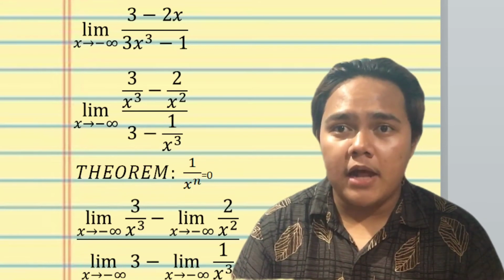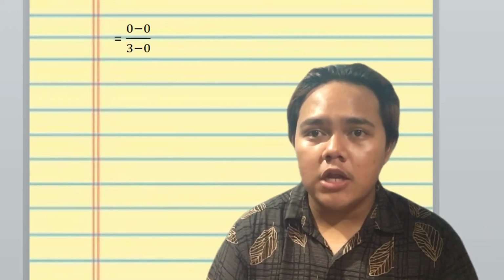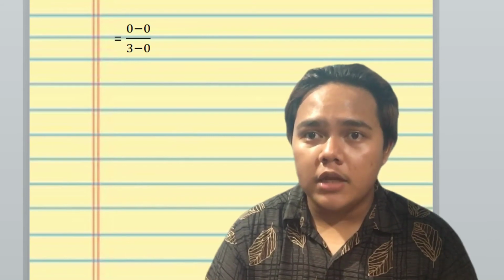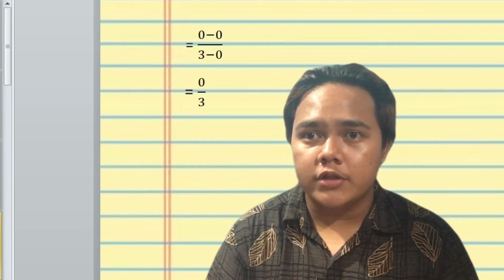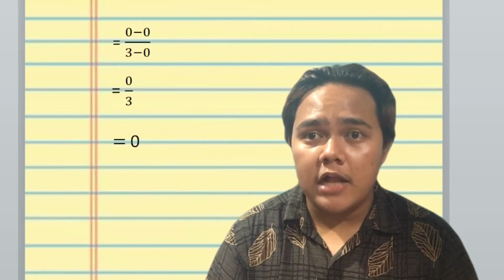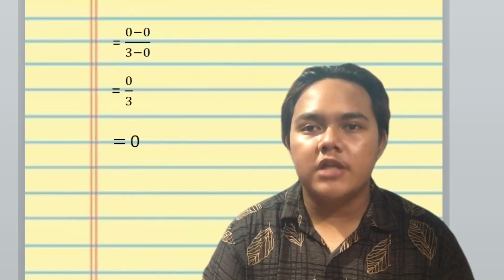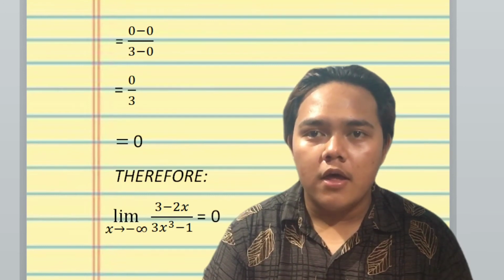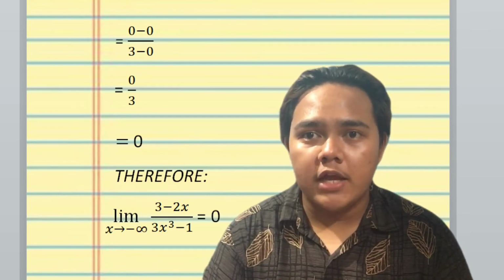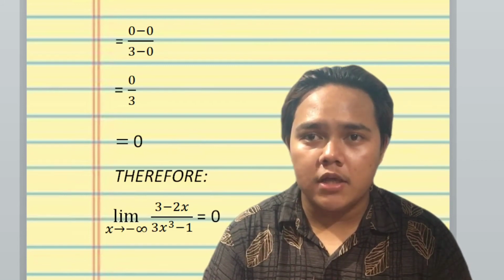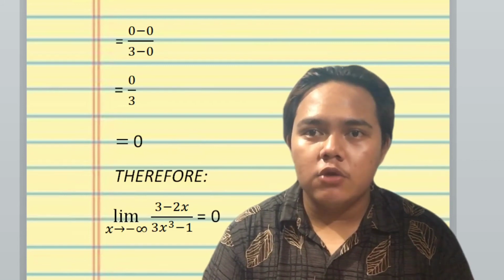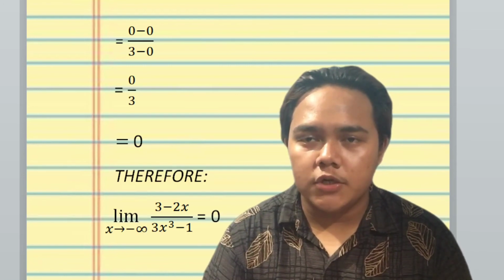So, isi-simplify natin. So, magiging sagot is 0 minus 0 over 3 minus 0. So, kapag sinimplify natin yon, magiging 0 over 3. So, ang pinaka-final answer natin is 0. We therefore conclude that the limit of 3 minus 2x over 3x cubed minus 1 as x approaches to negative infinity is equal to 0. So, next na tayo, which is yung last equation.